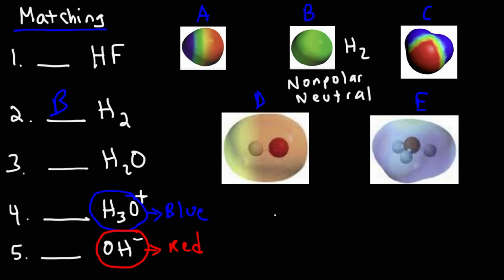So looking at all our options, D is mostly red. That's going to be hydroxide. E is for the most part blue, and that's going to be H3O plus. And of course, we can see that there are 4 atoms here, so that's going to indicate H3O plus. It's the only option with 4 atoms. So number 5 is D, and number 4 is E.